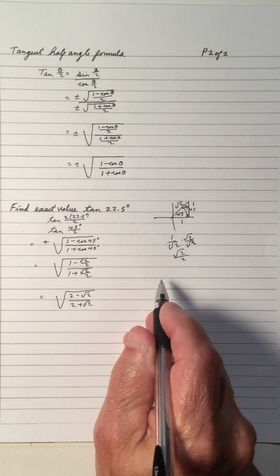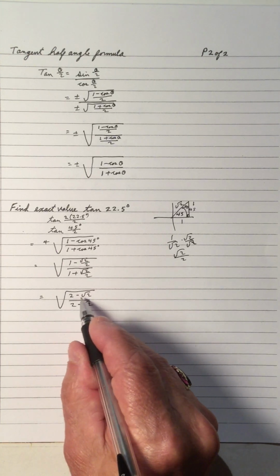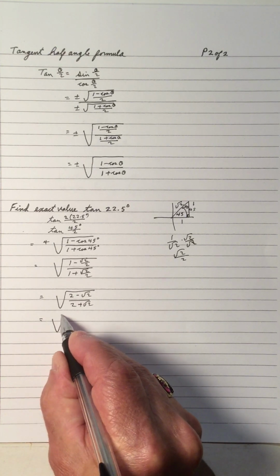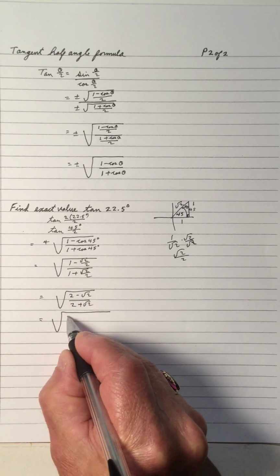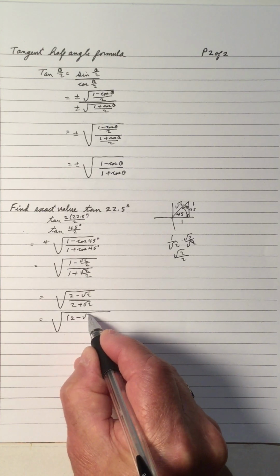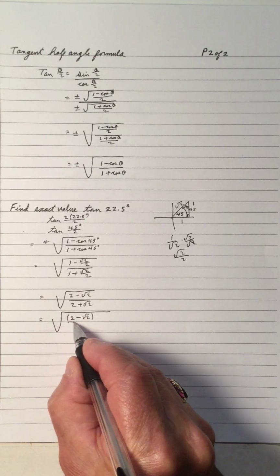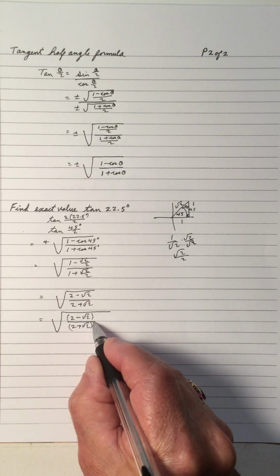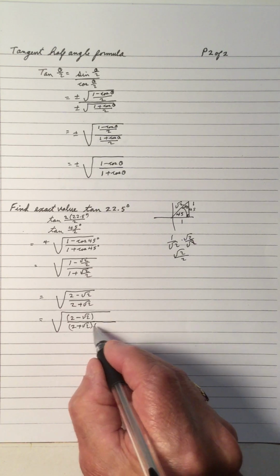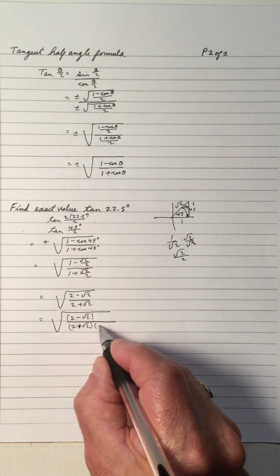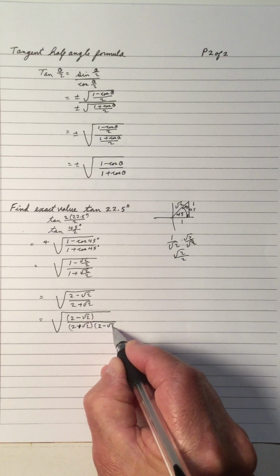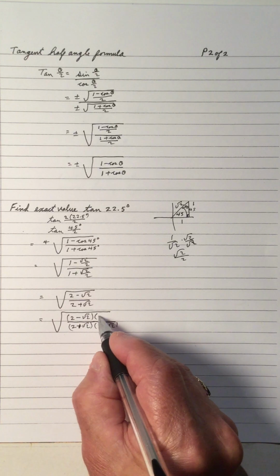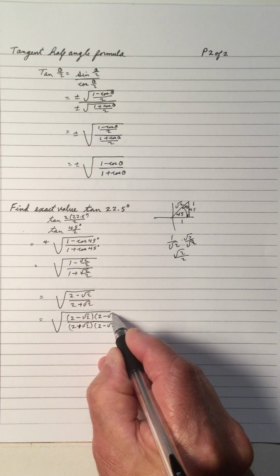And we have to rationalize this expression inside. So let's do this. So that's 2 minus root 2 over 2 plus root 2. So I want to rationalize that denominator, so I'll multiply by its conjugate. 2 plus root 2 conjugate is 2 minus root 2. So we multiply the numerator by 2 minus root 2.